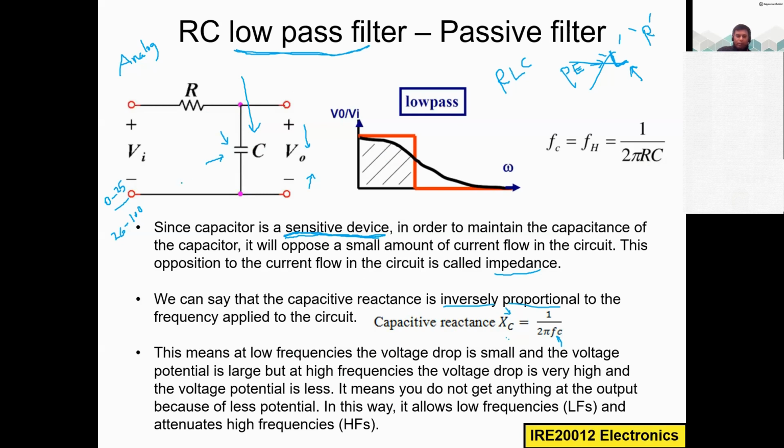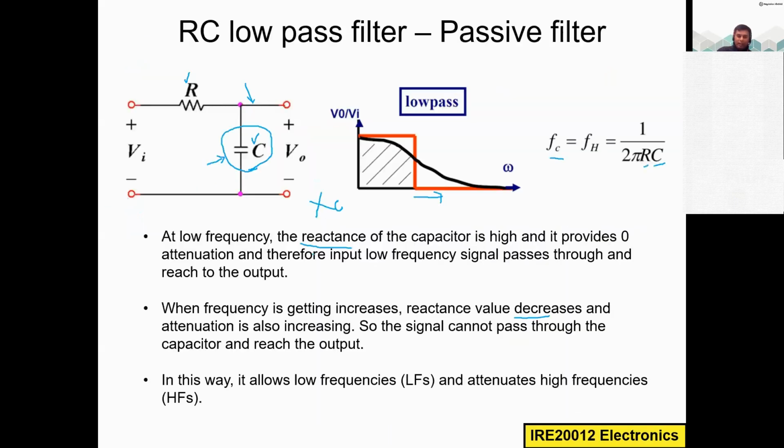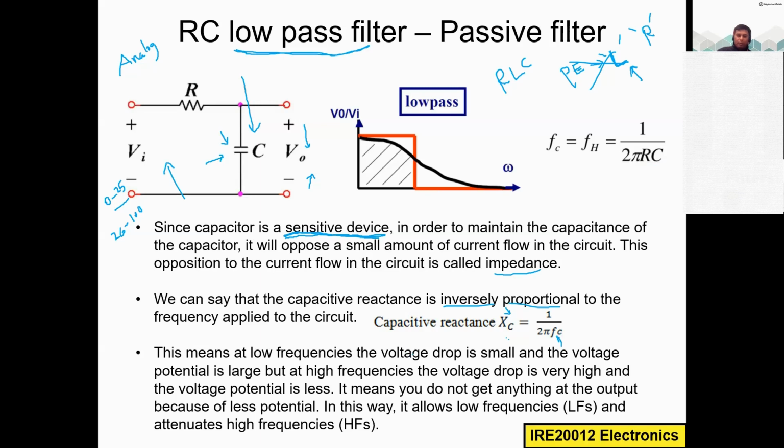So we were talking about the voltage drop with respect to the reactance value. That is what is mentioned in the previous slide. But now we are talking in terms of voltage potential. So voltage potential is large at low frequencies, but at high frequencies the voltage potential is very less. We are talking about voltage potential only now. We are not talking about the voltage drop.